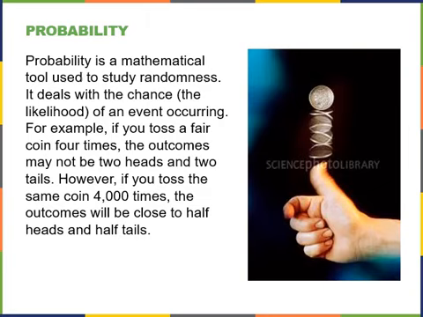Probability is the mathematical tool used to study randomness. It deals with the chance or the likelihood of an event occurring. For example, if you toss a fair coin 4 times, the outcomes may not be 2 heads and 2 tails. So for example, if I have a coin and I flip it 4 times, there's a chance that it might be all heads or it might be all tails because I've only flipped it 4 times. If I flip it 4,000 times, however, the outcomes will be close to half heads and half tails.